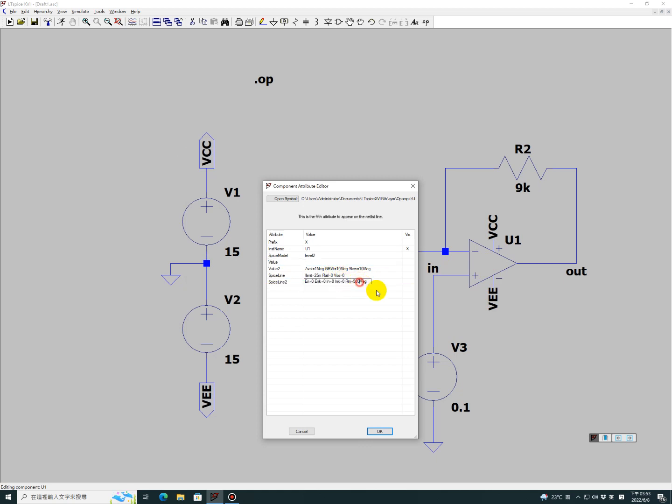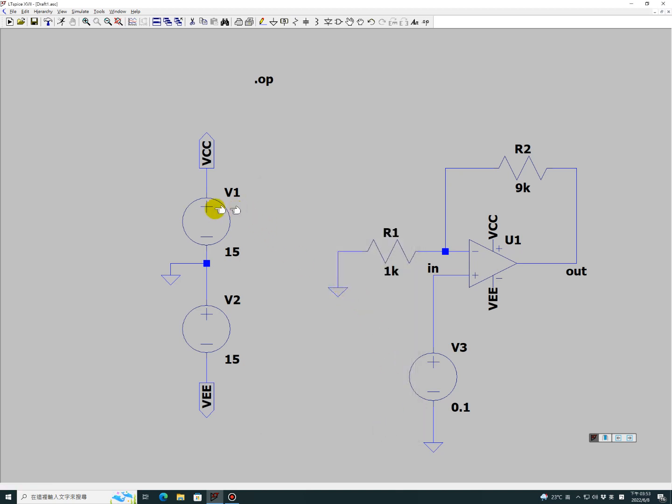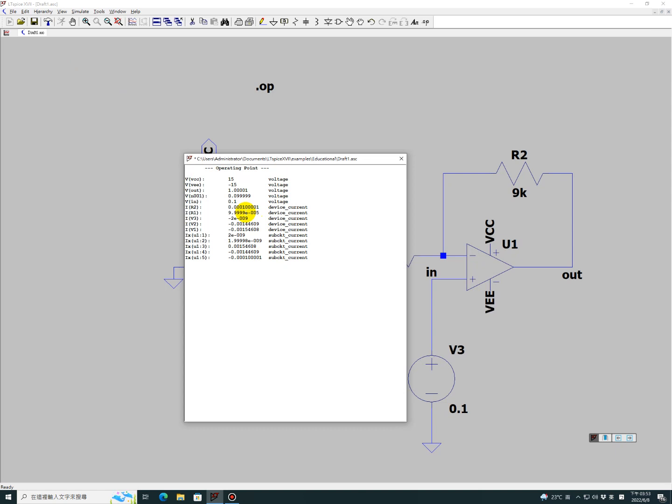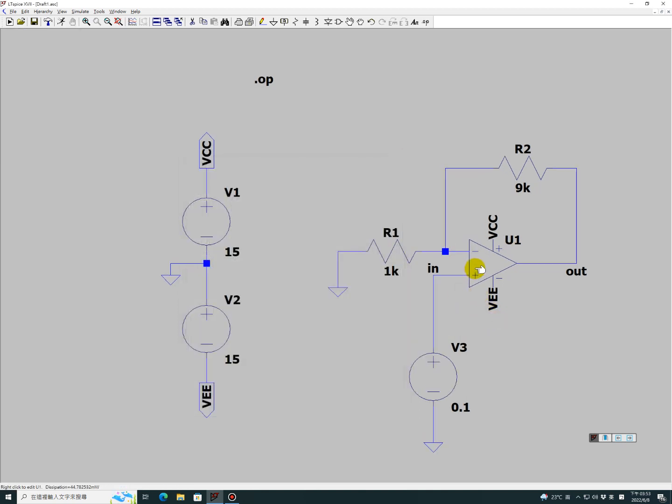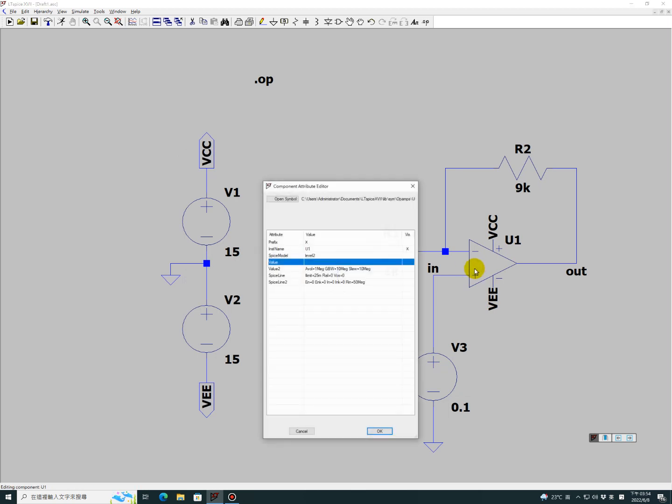If I change it to 50 meg, then it should be 10 times. Now here you see V3 10 times, minus 2 10 to the minus 9. Of course, so this can be changed. We definitely can change the input impedance.